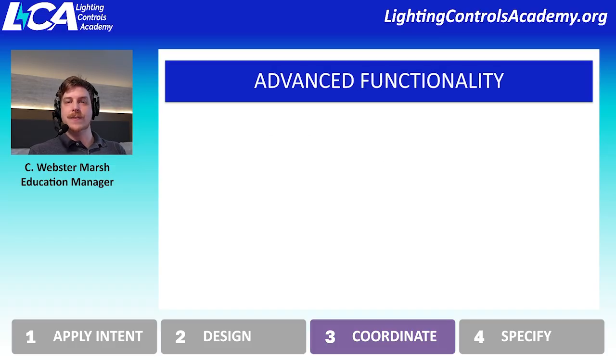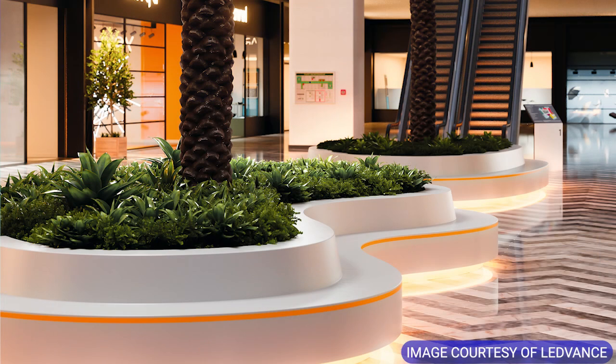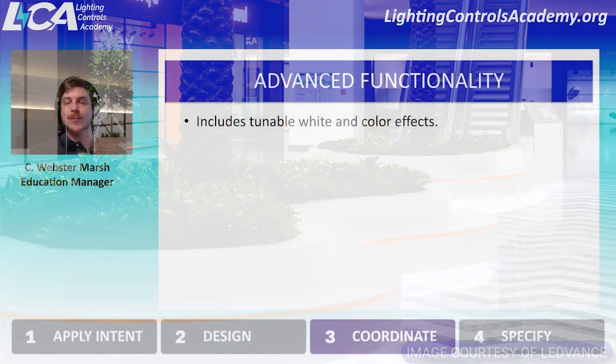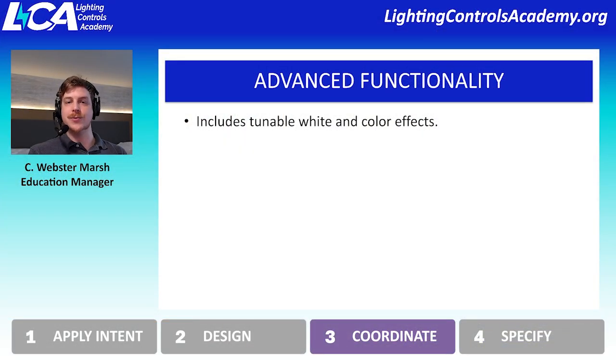And then additionally, advanced functionality. So what this oftentimes refers to is tunable white or color effects. Does this fixture have that capability? A lot of luminaire schedules will identify what static white color it is, but it's important to clarify, okay, is this fixture going to have RGB, RGBW, RGBWW? There's a lot of different color changing options out there, or tunable white options out there. So it's important to identify which of those the luminaire is going to be having, because the lighting control system needs to be able to control that.